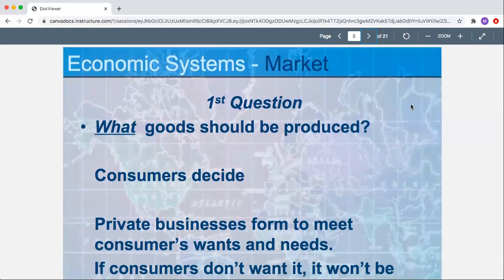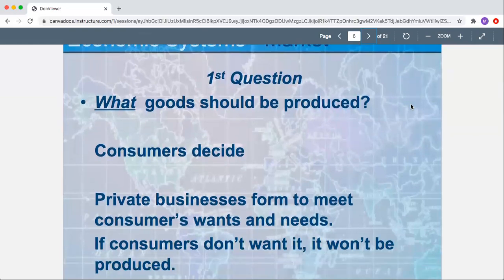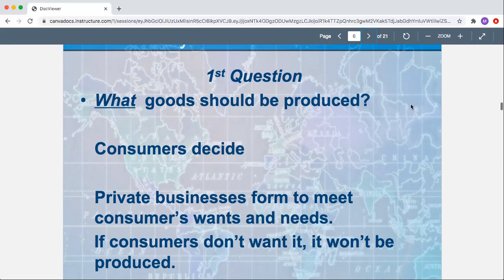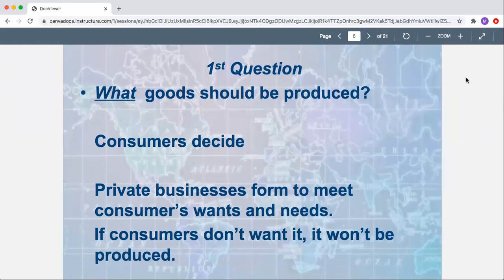So the first question, what goods should be produced? So what are you making? In a market economy, the consumers decide. The consumers are the buyers, the people with the money that are going to be spending it. They pretty much decide what is going to be produced because all of it is based on what they are willing to buy. So it says private businesses form to meet consumers' wants and needs. If consumers don't want it, it won't be produced.